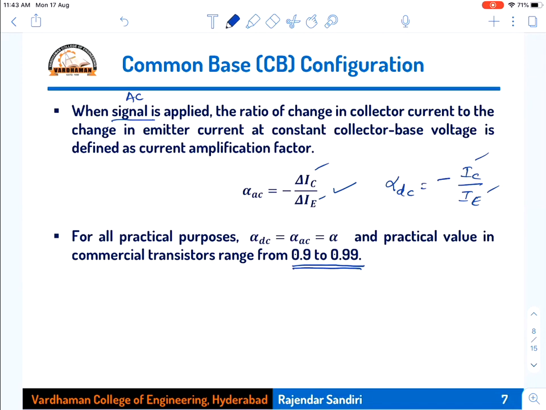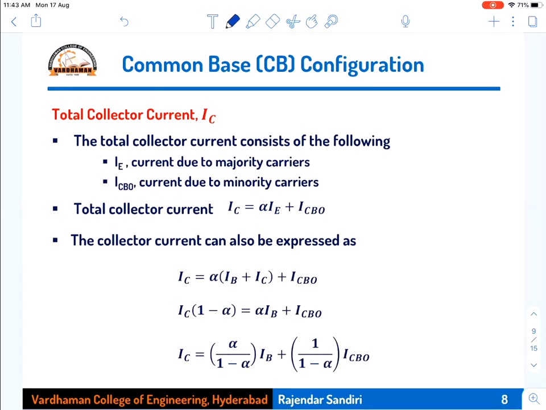Now we derive the expression for the output collector current. The output collector current consists of two components. One is the current due to majority charge carriers, which is IE. The other is the current due to minority charge carriers, ICBO. IC naught can be written as ICBO because it is in the common base configuration. ICBO or IC naught are the same, and that is the reverse saturation current.